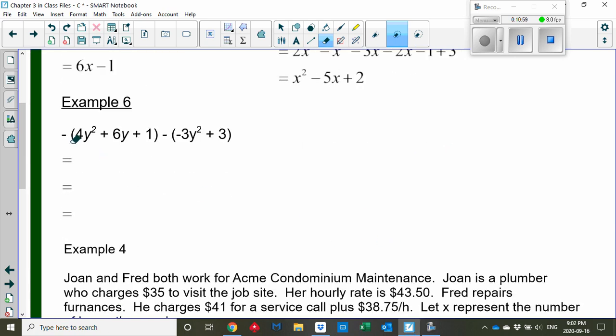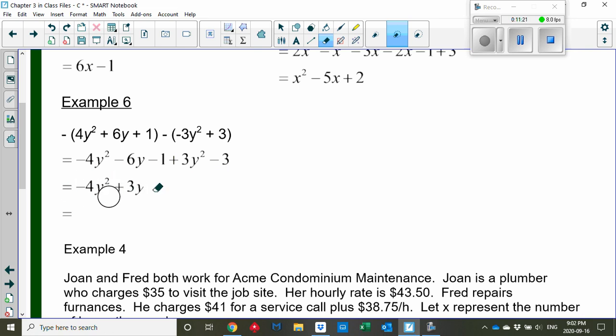Last one. Negative out front, 4y squared becomes negative 4y squared. This goes away and this changes, that changes. A negative out front of this bracket, that negative goes away, the brackets go away, and this changes signs. Now we group our like terms.